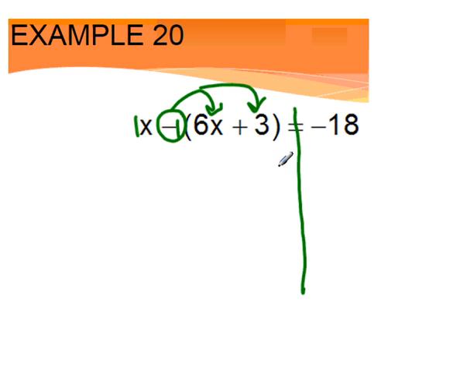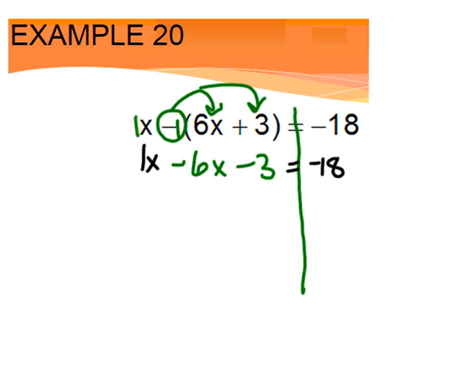So we're going to take this -1, and because it's right up against the parentheses, we're going to distribute it. So the -1 times 6x is going to give us -6x, and the -1 times +3 will give us a -3. From there, I can bring down the 1x from the front and the equals -18 on the right.